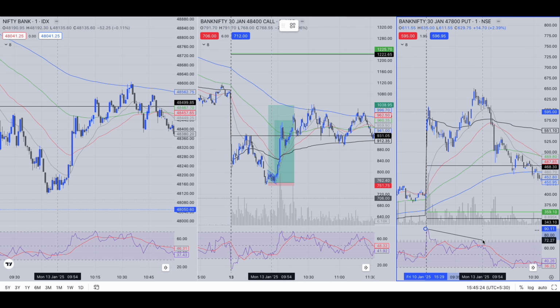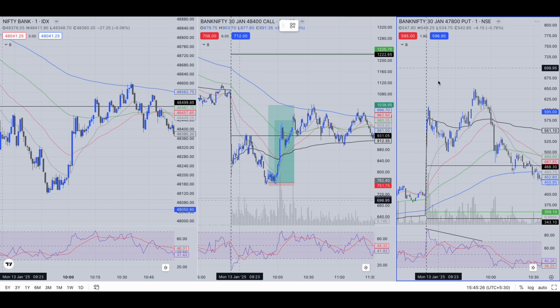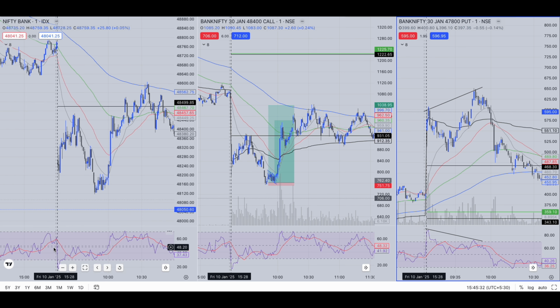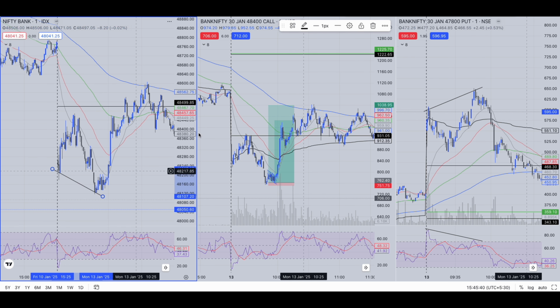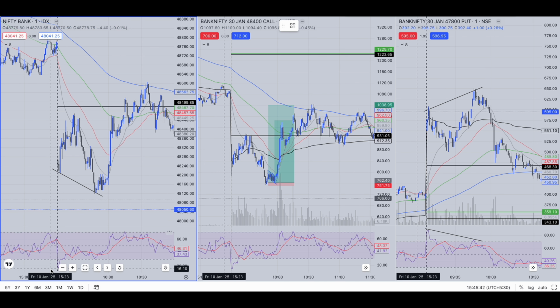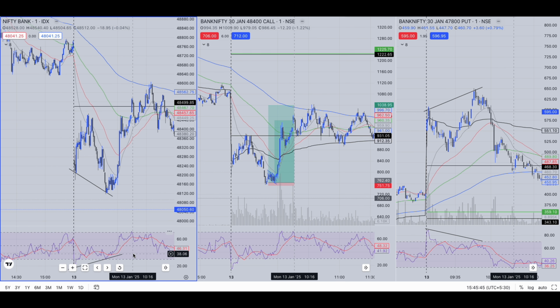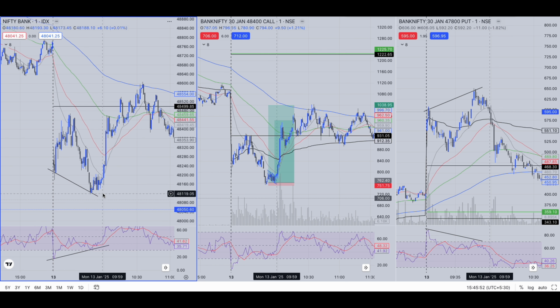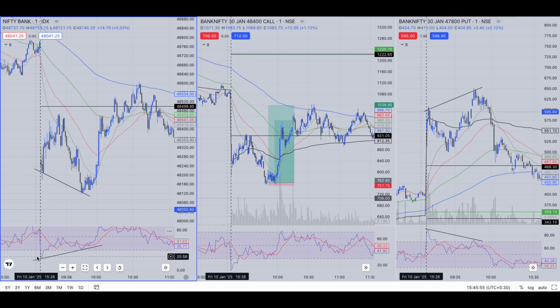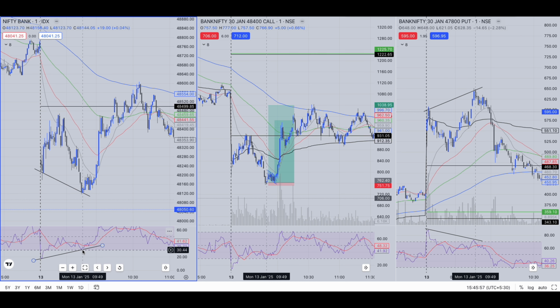You can see it formed a lower low here, but here you can see the price formed a higher high, the RSI divergence over here, and here you can see divergence on the CE side as well, as price here formed a lower low, but here in RSI it formed a higher high. This is a clear sign of bullishness, guys. One more confluence is that even after forming a lower low in the spot chart, the RSI formed a higher high, showing that there is bullish momentum over here.